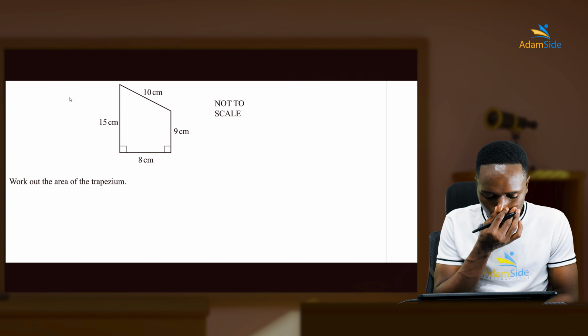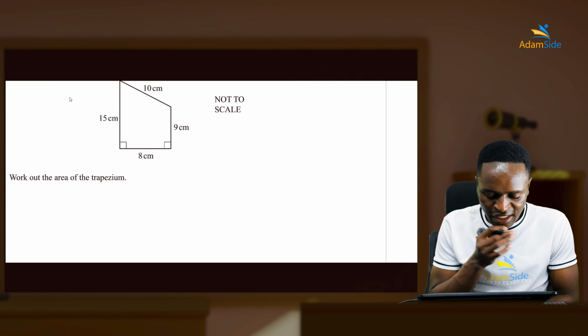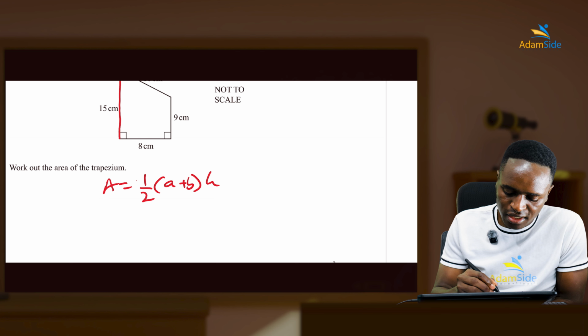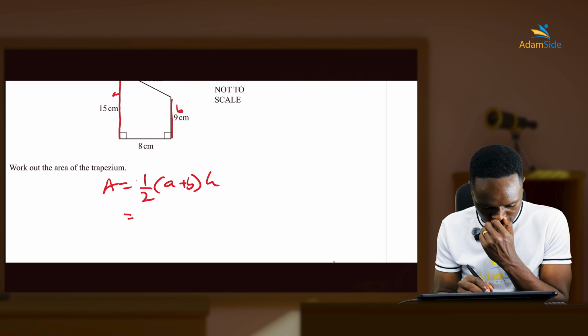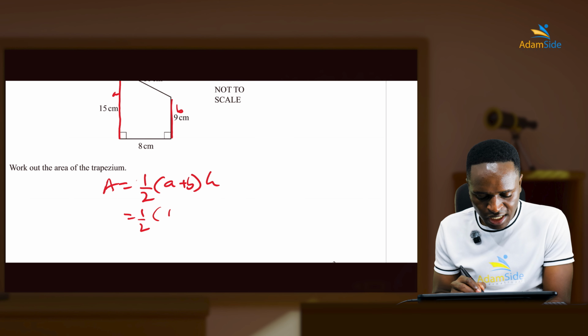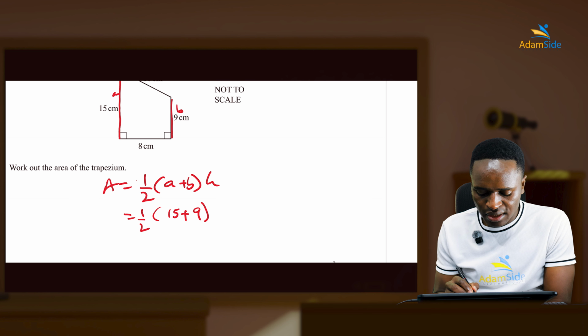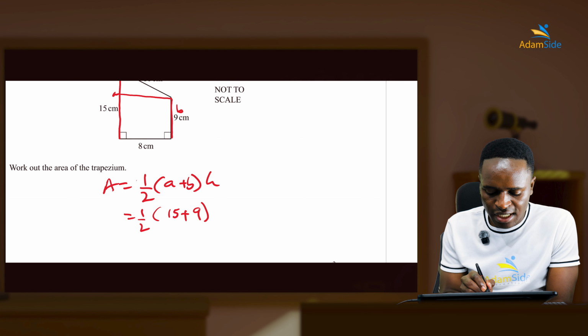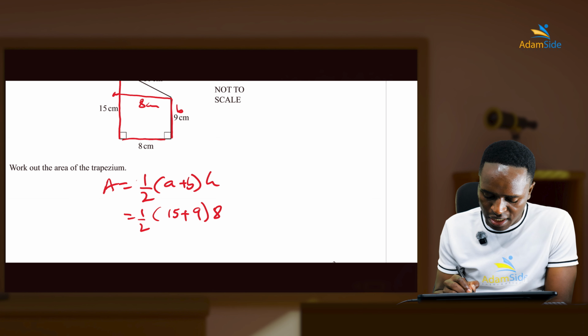Next question: work out the area of the trapezium. It's very simple. The formula is on top there. Area of a trapezium is a half times a plus b, times the height, whereby a and b are these lengths. The longest length we call a, and the shortest length we call b. So a half, a is 15 centimeter, b is 9 centimeter, times the height. This height is equivalent to this, so 8. So multiply by 8.